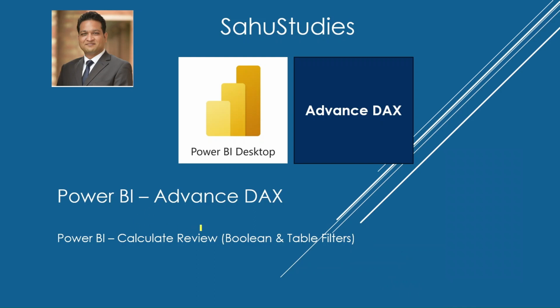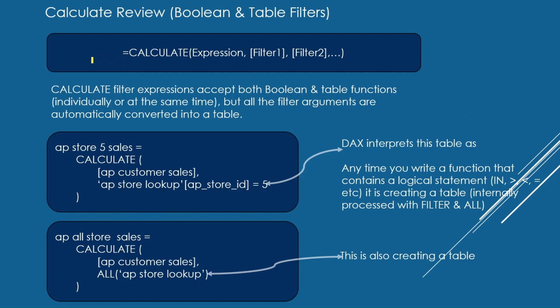In this video, we are going to discuss Boolean and table filters in the CALCULATE function, which is used in Power BI. This is the syntax of the CALCULATE function. It takes an expression and it takes the filters. So the CALCULATE filter accepts both Boolean as well as table functions, individually or at the same time. But all the filter arguments are automatically converted into a table. So let's understand this one.